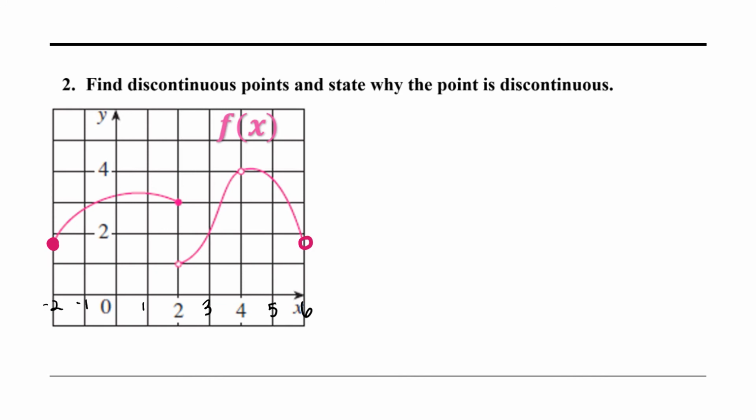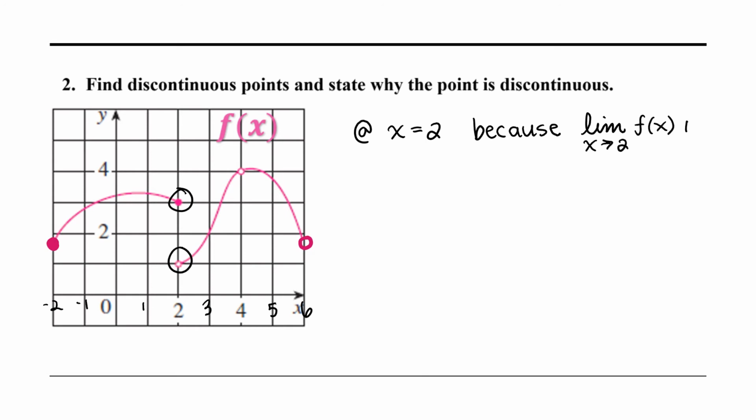So that's not discontinuous. But if I look over here at x is equal to 2, my function is discontinuous because even though I have an f of 2, my left and right limits are not equal. So the limit as x approaches 2 of f of x does not exist. So that's my first discontinuity.